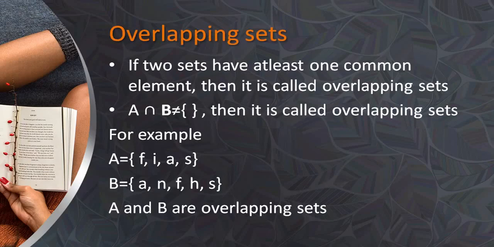Now the 11th one, overlapping sets. If A and B are sets and both the sets have at least one common element, then it is called overlapping sets. A intersection B is not equal to the empty set, then it is called overlapping sets. For example, A is equal to {F, I, A, S} and B is equal to {A, N, F, H, S}. A and B are overlapping sets because they contain three common elements, namely A, F, S.